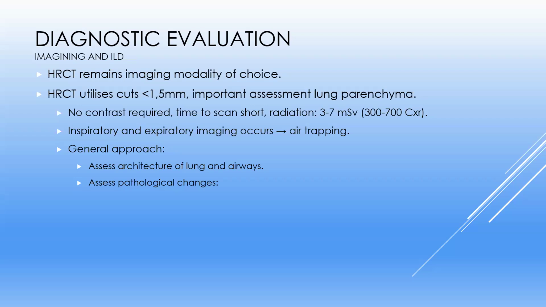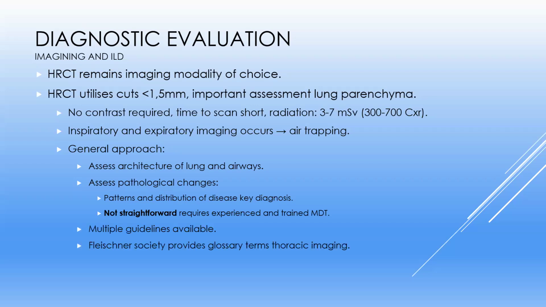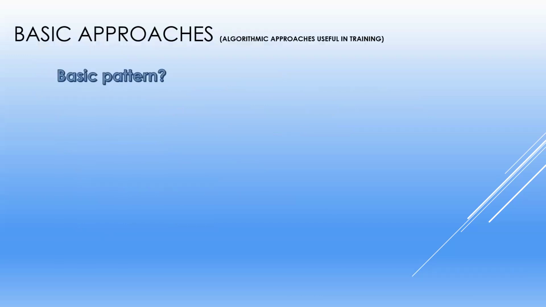It's important to assess the basic architecture of the lungs and airways, pathological changes, and where the distributions of these patterns are. And it's usually not good to do in isolation, but with a trained multidisciplinary team from a host of specialities. There are multiple guidelines available, and the Fleischner Society provides about a 48-page glossary of terms used to describe a lot of our findings.